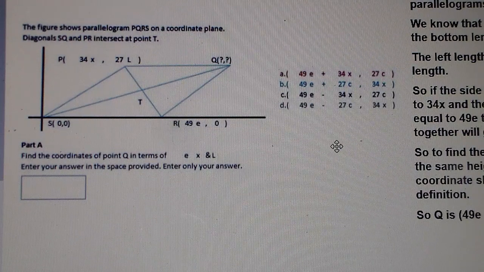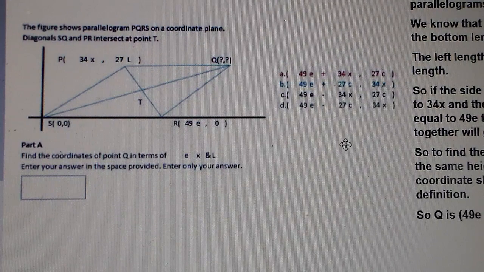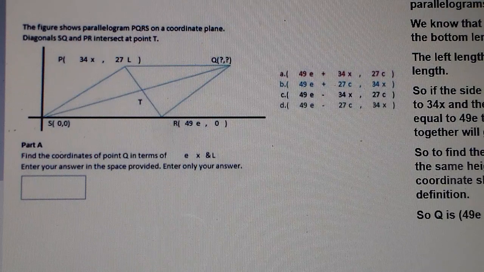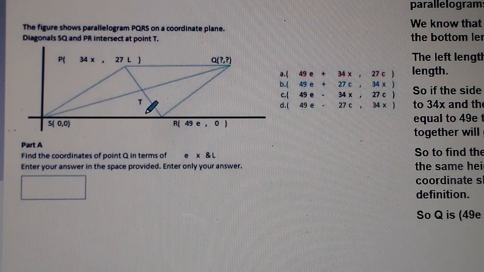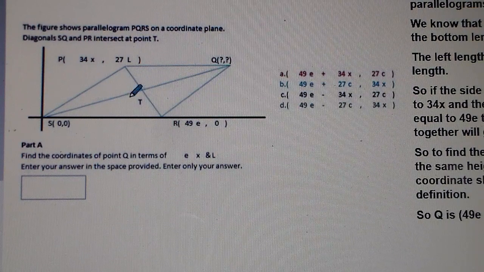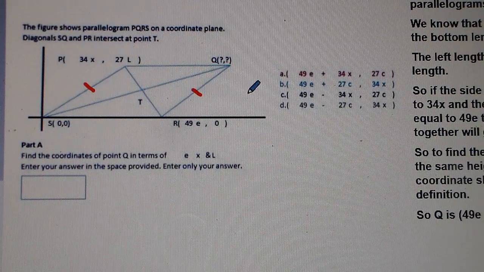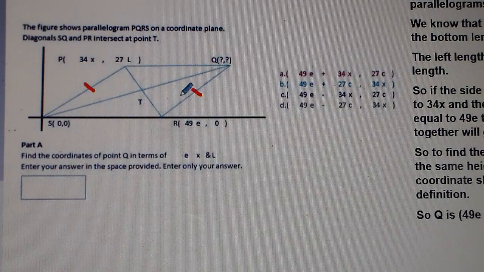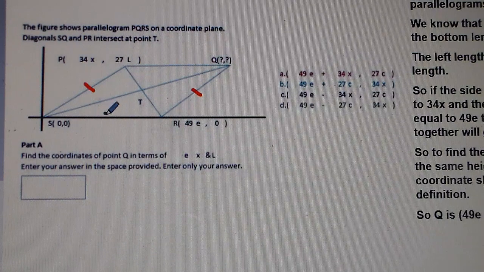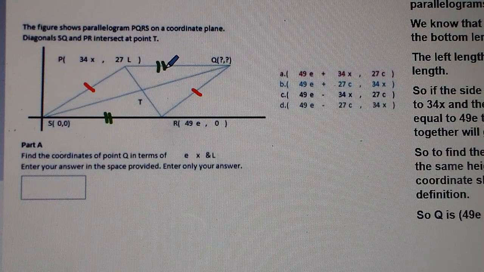Alright, with that being said, since the figure is a parallelogram, we should mark on the figure the information we know about parallelograms. Well, what do we know about parallelograms? We know the top line is parallel to the bottom line, and the left side is parallel to the right. Since you have two sets of parallel lines, we know the left side and the right side are the same length. So I marked them with the one little tick. We also know that the bottom length and the top length are also the same.